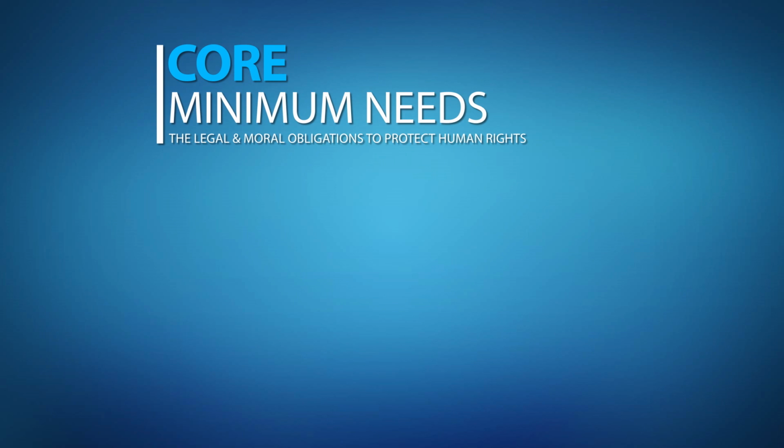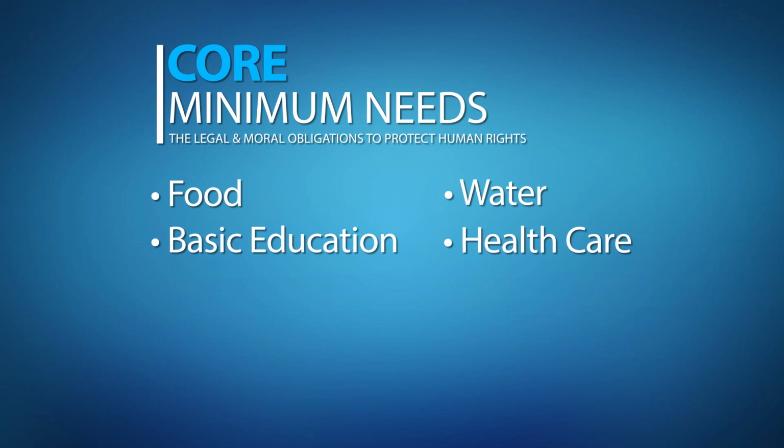Every state must prioritize its resources to address the core minimum needs of its population, including food, water, basic education and healthcare, and decent shelter. And there must be representation of marginalized groups in state institutions and decision-making bodies. We will take a closer look at the protections due marginalized groups in another lesson in this course.